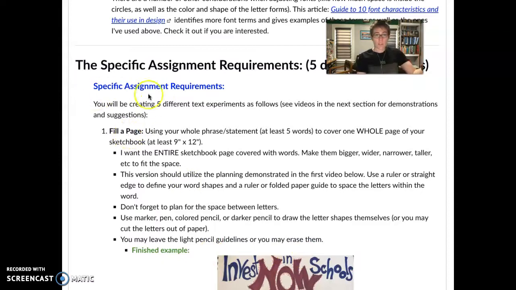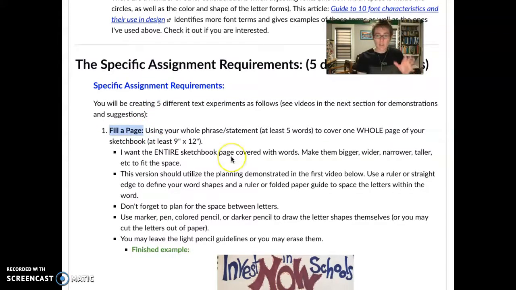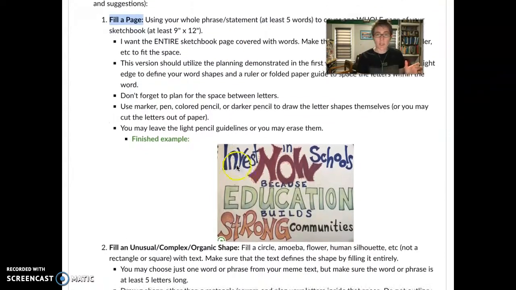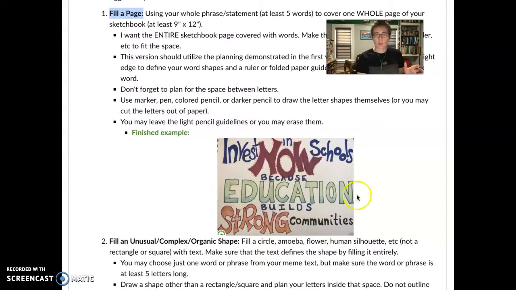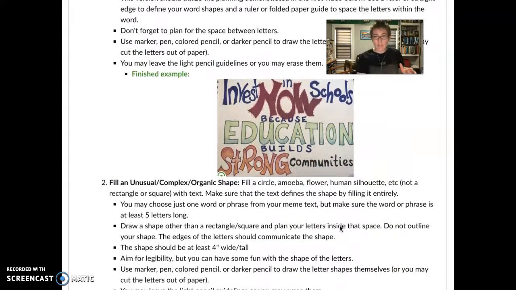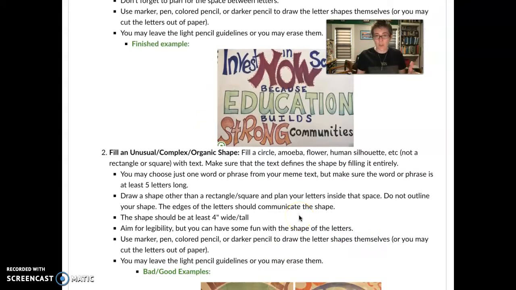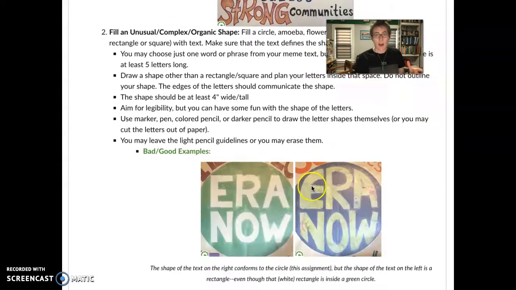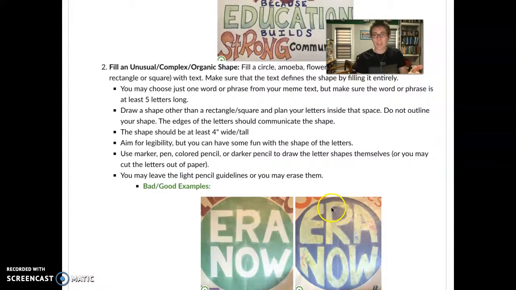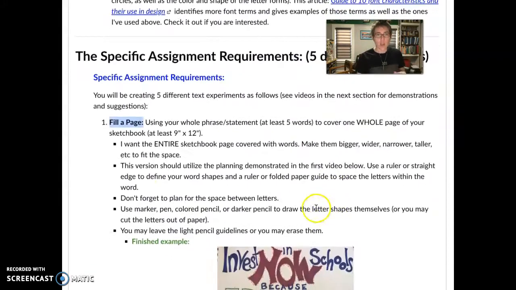But now I want you looking in the specific assignment requirements, I want you looking at these 5 things. So number 1, fill a page. I literally want you to fill the entire page. So here in my example, you see how the text goes from edge to edge, right? It's not just written in there, but the text gets larger to take up all of that space. It goes from side to side, it goes from top to bottom. It's not just in the page, but it's filling that space. The ERA one does something similar, right? It fills that entire space. Okay, so this first one, you're going to take all your text and you're just going to fill the space.